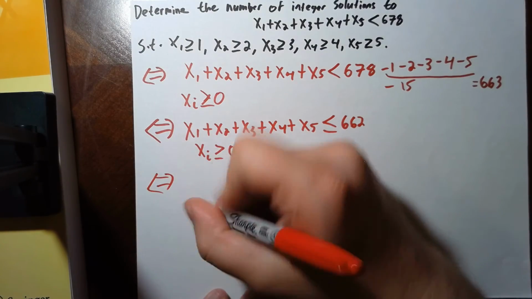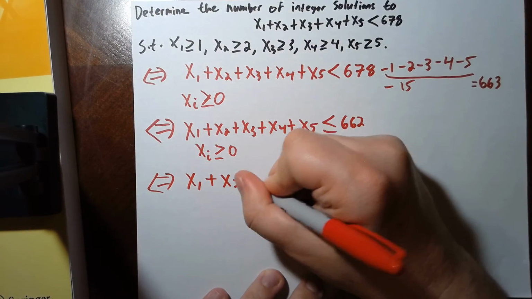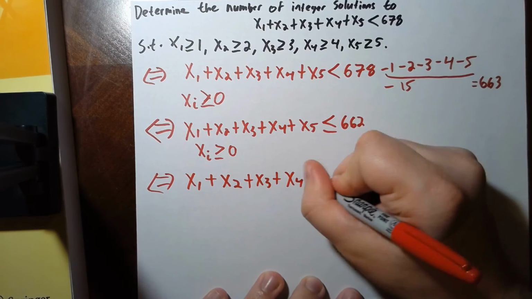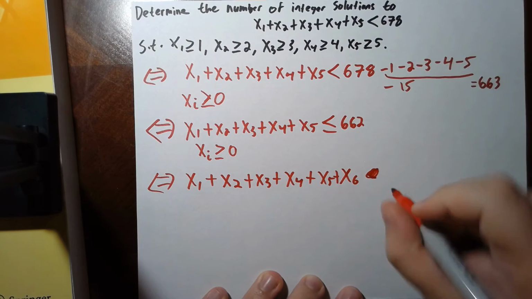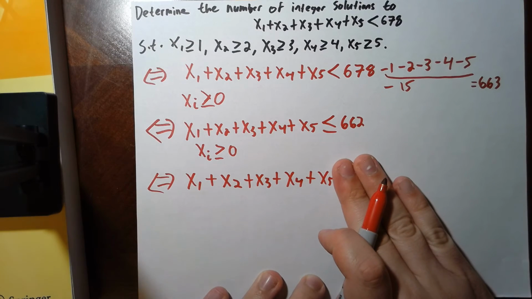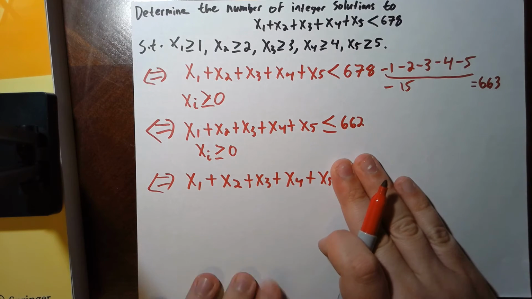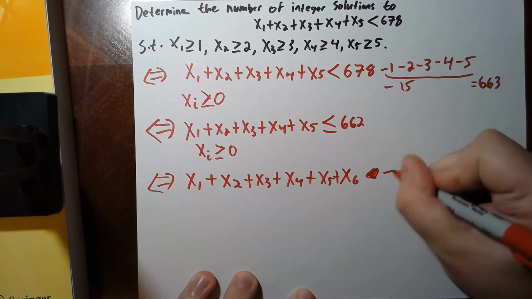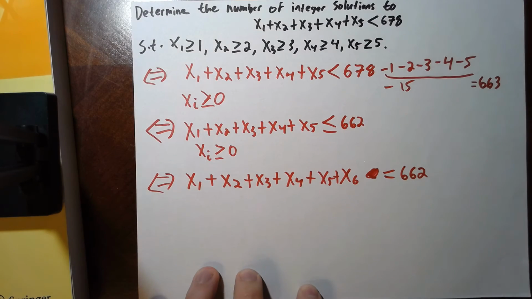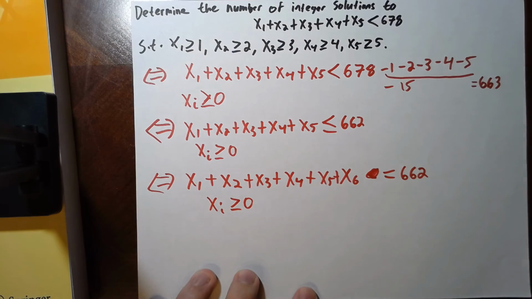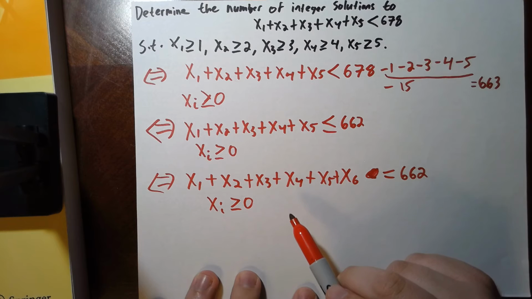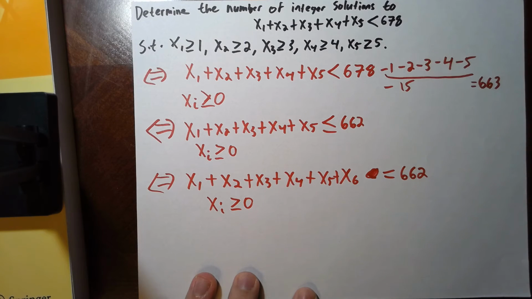So this is actually going to be equivalent to just adding an extra variable that I'm going to call x6. Since this is less than or equal to 662, we're going to have x6 make this equal to 662, and each xi has to be greater than or equal to 0. To solve this, it's just stars and bars. That's kind of the idea, where you have balls that you want to put in baskets.